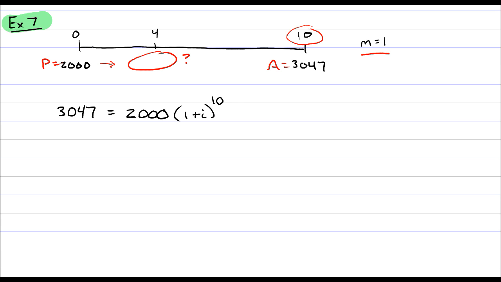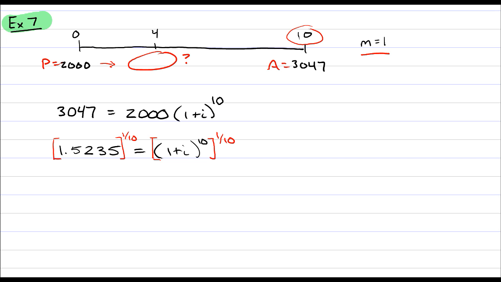So now I divide both sides by 2,000. That leaves me with 1.5235 equals 1 plus I to the 10th power. I need to get rid of the 10, the exponent on the right-hand side, so I raise it to the 1 over 10 power, which means I need to do the same thing to the left-hand side. I raise it to 1 over 10.